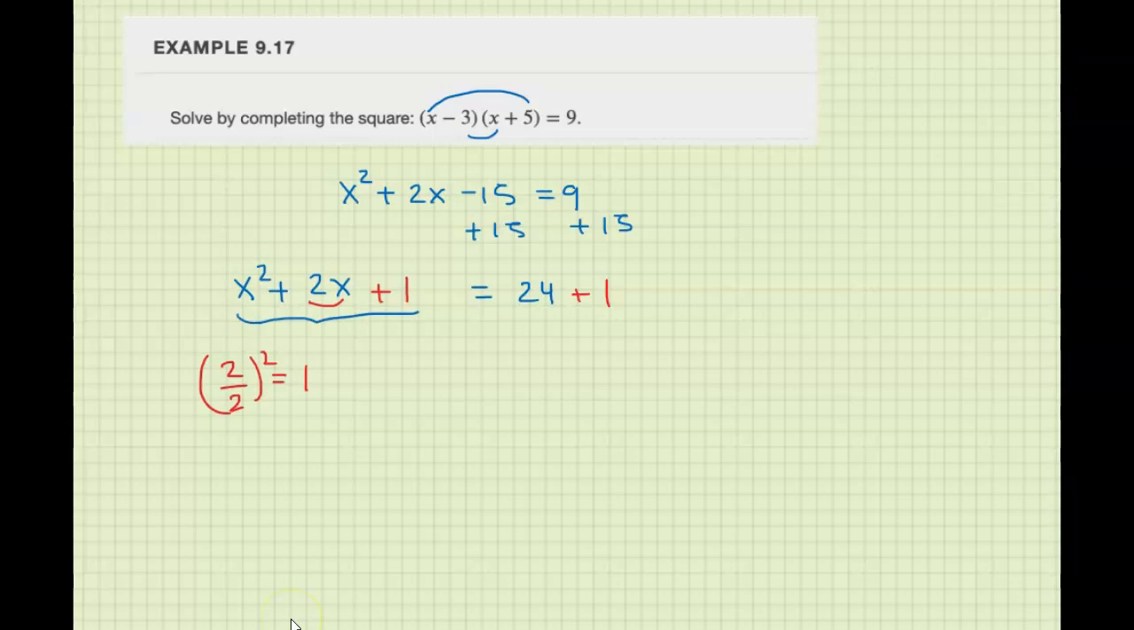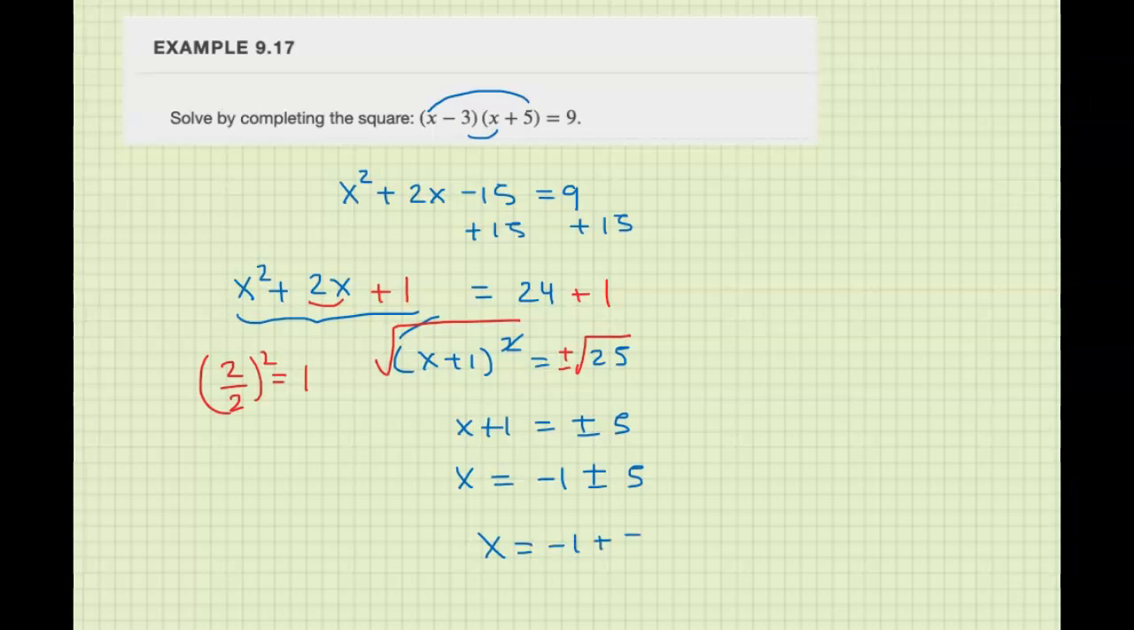All right, so when we factor this, it's x plus 1 squared is 25. Take the square root of both sides. The square and the root cancel out. x plus 1 equals plus or minus 5. All right, subtract 1 from both sides. And we get x equals negative 1 plus 5, which is 4. And x equals negative 1 minus 5, which is negative 6.